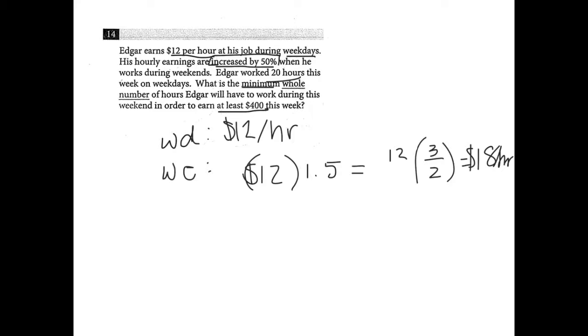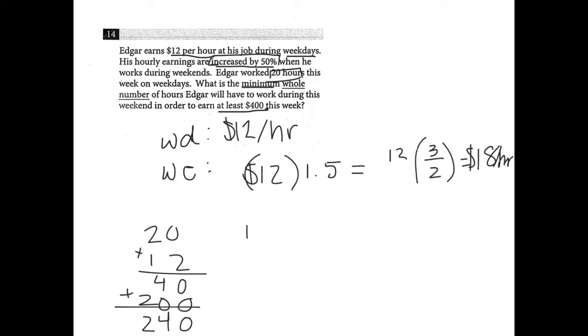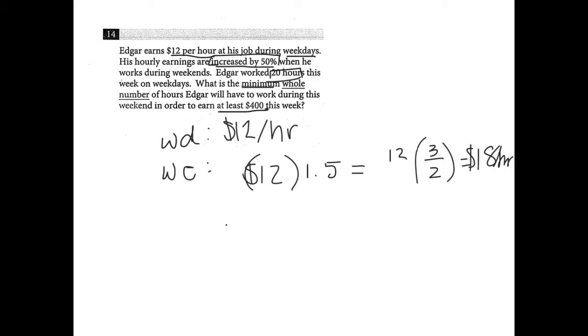So what we're going to do is we have 20 hours this week on weekdays, so 20 times 12 is going to be 240. Or you could just do 12 times 2 times 10, it will equal 240. So we know that throughout the week so far, he's earned $240, plus 18 times however many hours, we'll just say H, and it's going to be greater than or equal to 400. We want at least 400.